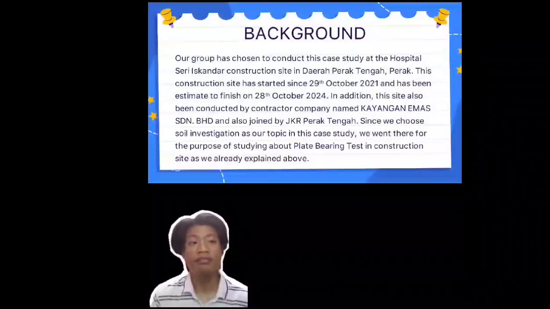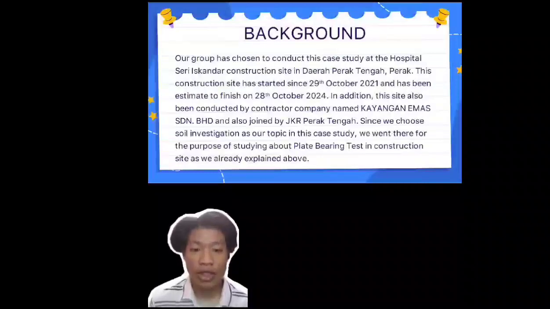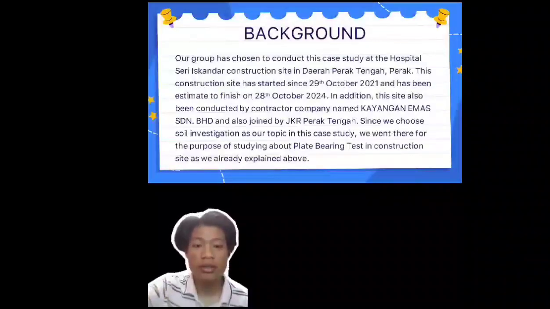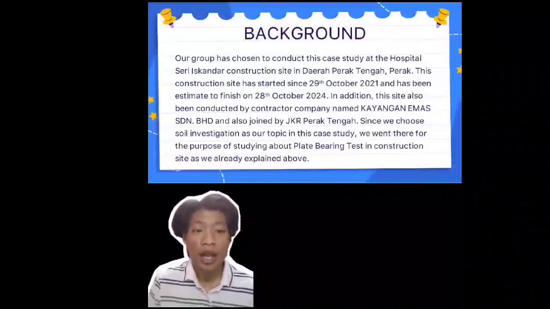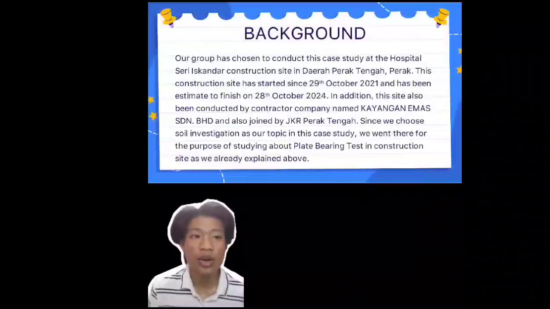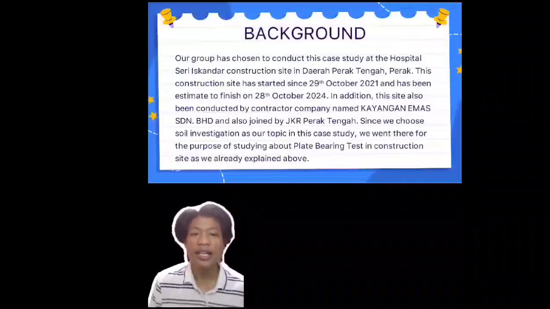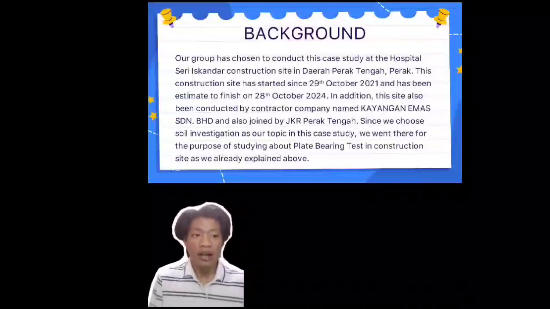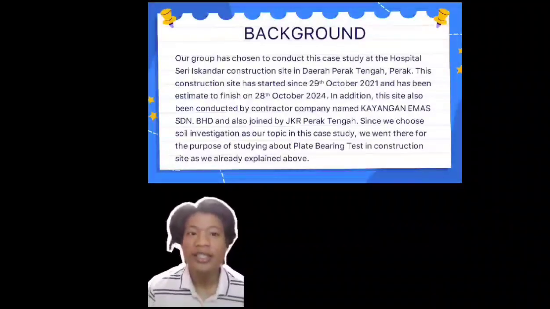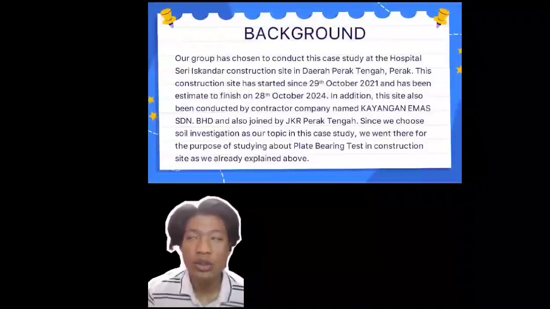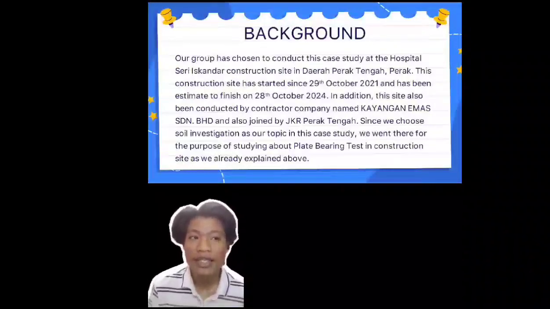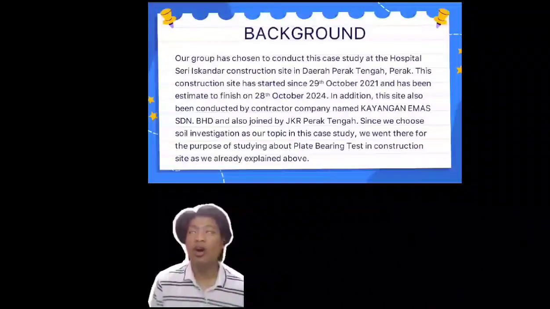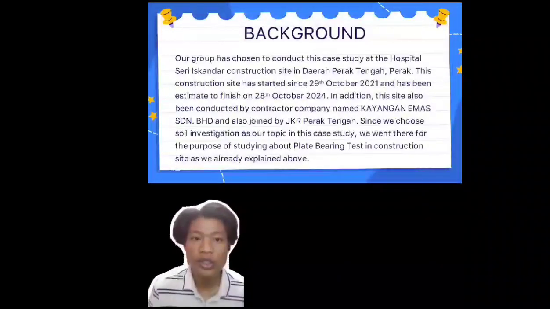2021896088. I take part in the background and objective. So, the background of the case study. Our group has chosen to conduct this case study at the Hospital Sri Iskandar construction site in Daerah Perak Tengah. This construction site started on 29 October 2021 and is estimated to finish on 28 October 2024.